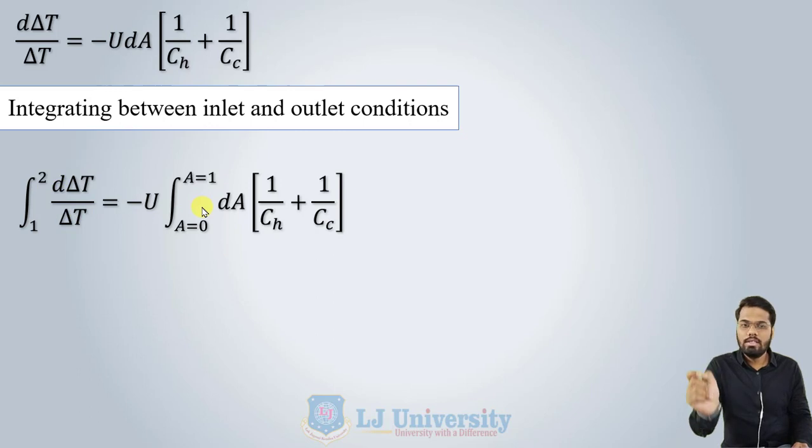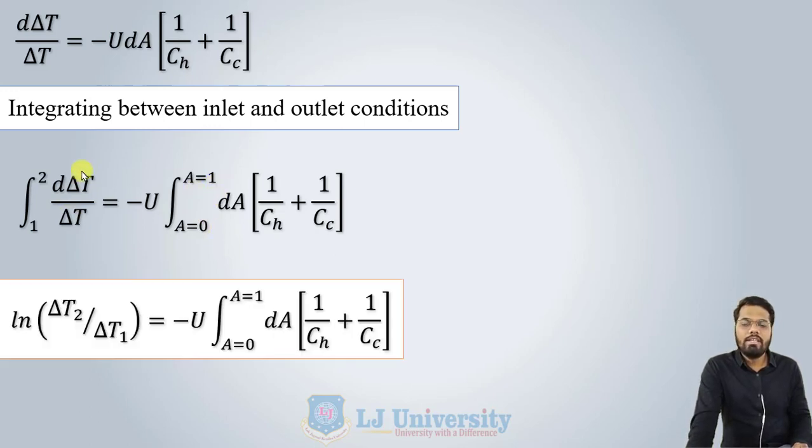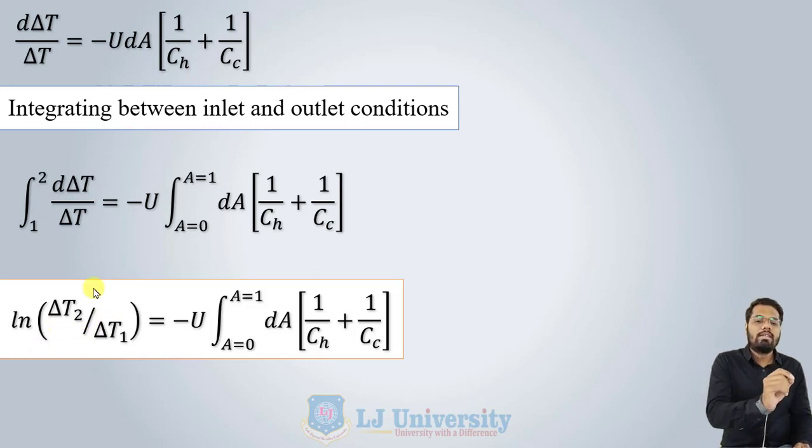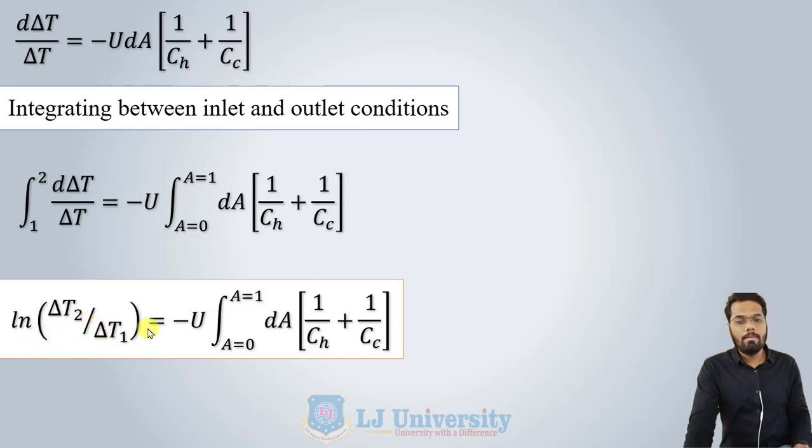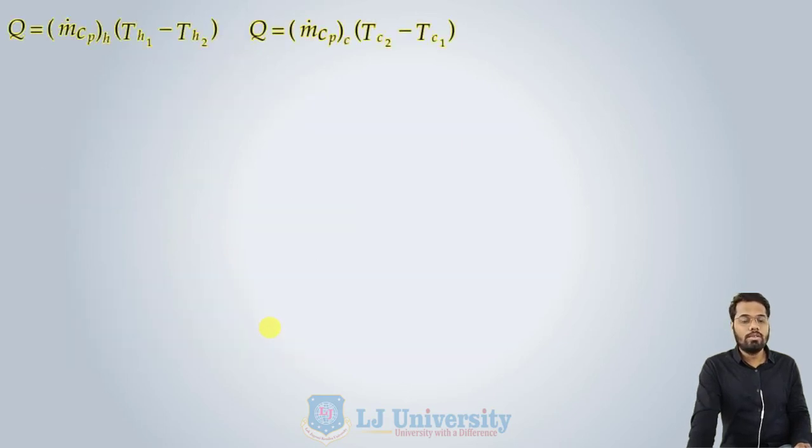For area, the limit is going to be 0 to A. So now if we integrate, 1 upon delta T is going to be ln delta T2 divided by delta T1. After putting the limits, it would be ln delta T2 minus ln delta T1. So it would be ln delta T2 divided by delta T1 is equal to minus U. Integration of this dA would be simple capital A, 1 upon CH plus 1 upon CC remains as it is.